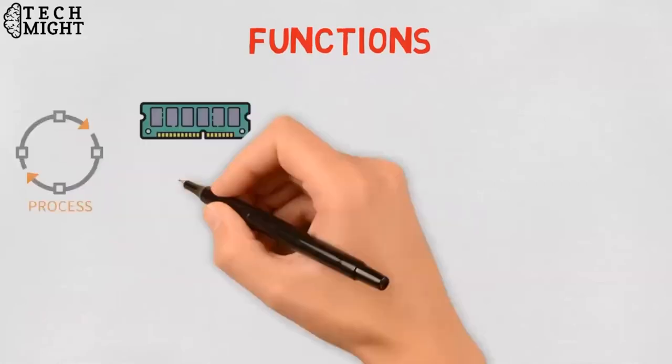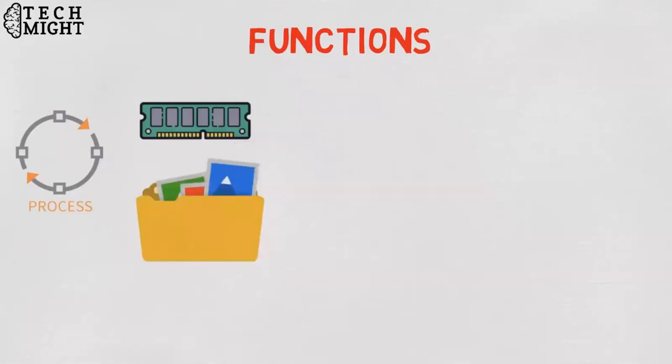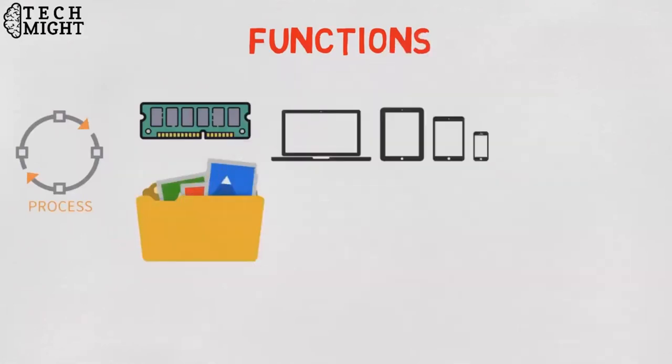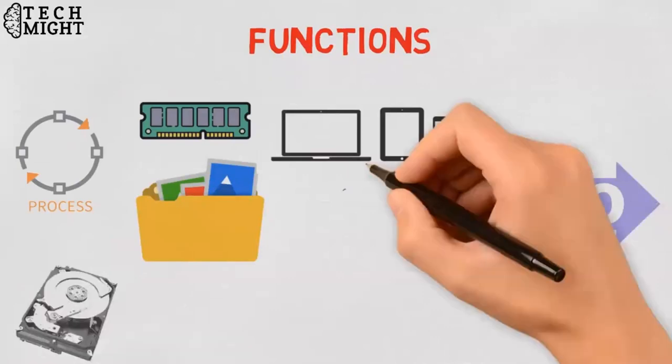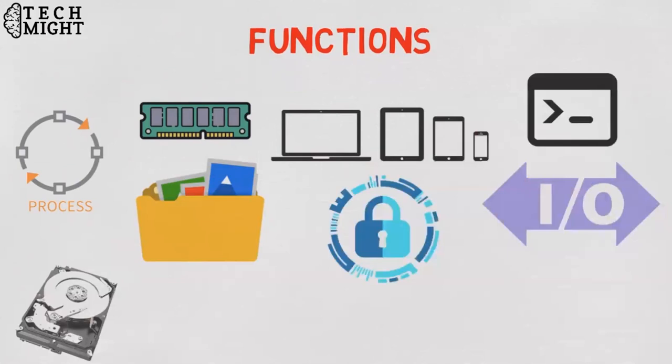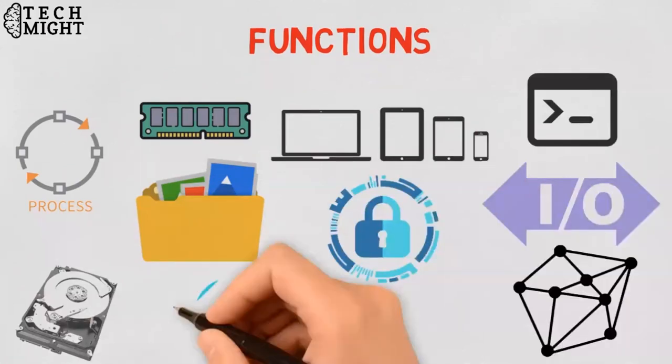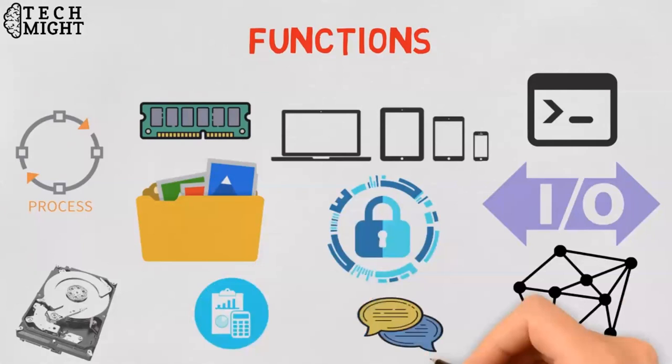Functions of operating system. In an operating system, software performs each of the following functions: process management, memory management, file management, device management, input-output system management, secondary storage management, security, command interpretation, networking, job accounting, communication management.